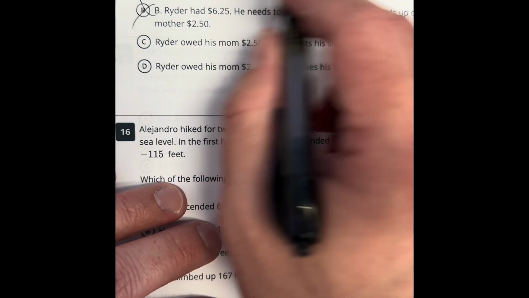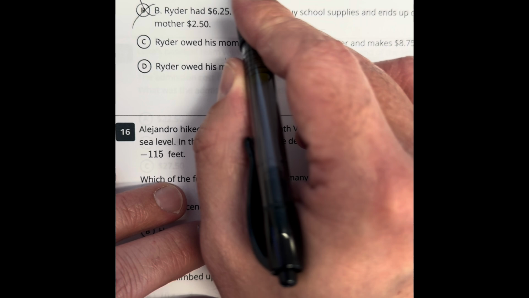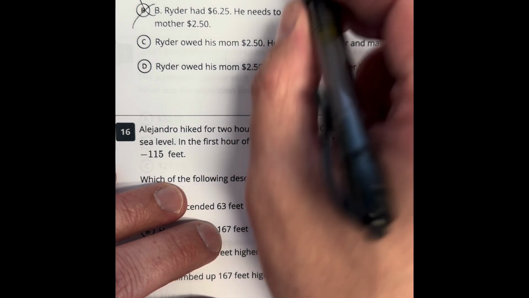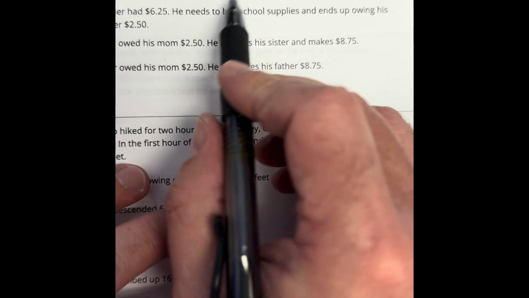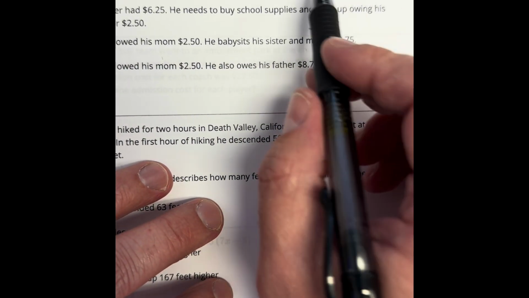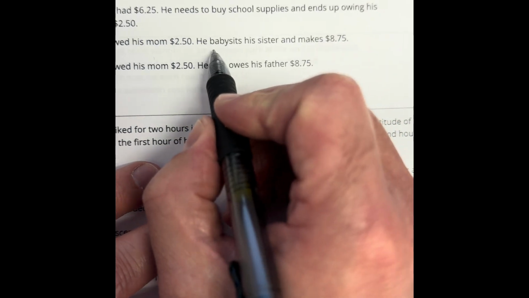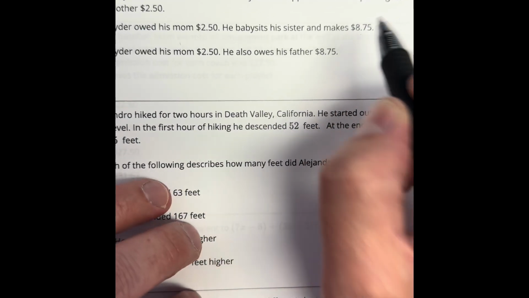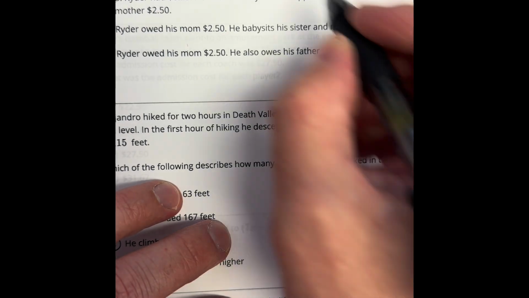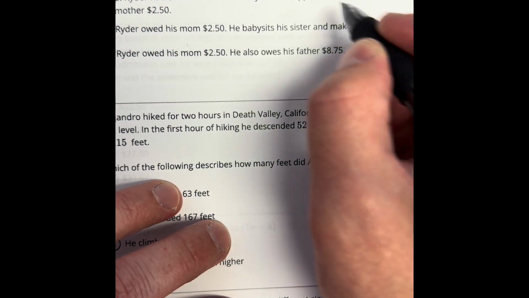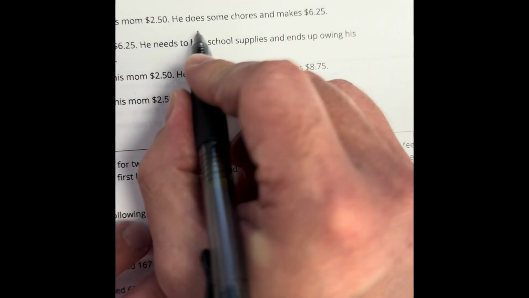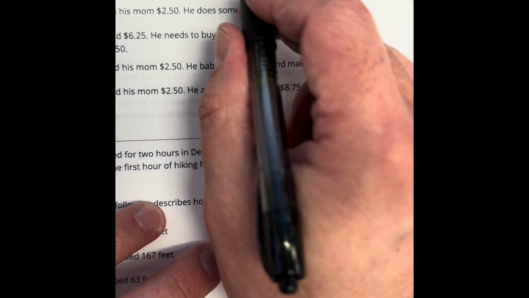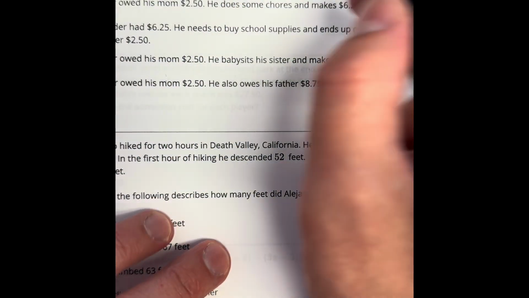But then he increases, and he increases from negative 2.5 all the way to about 6.25. So that's an increase of about 8 and change. So went back 2.5, went up 8.5. He does some chores and makes 625. Well, that may be, right? He babysits his sister and makes 875. Yes, he made 875 to get to the positive. See, this line, this top line here, is the making of $8.75. Okay, so 15 is going to be C. He didn't make 625. He ended up with 625, but he made 875 to get there.